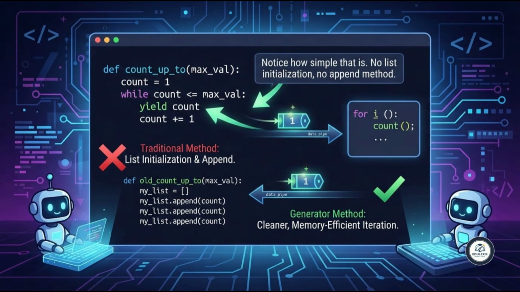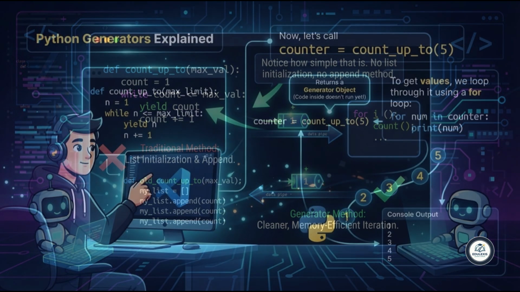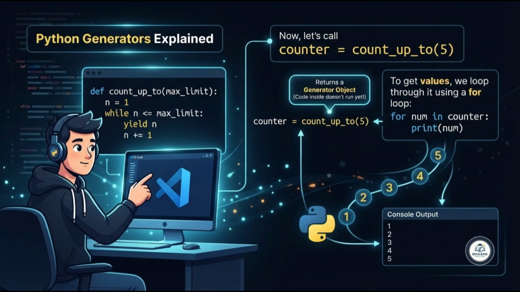Here is the code: def count_up_to(max_val): count = 1, while count <= max_val: yield count, count += 1. Notice how simple that is. No list initialization, no append method. Now, let's call counter = count_up_to(5).